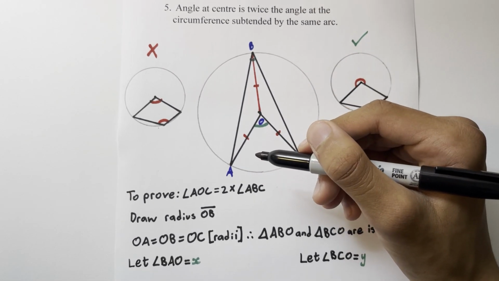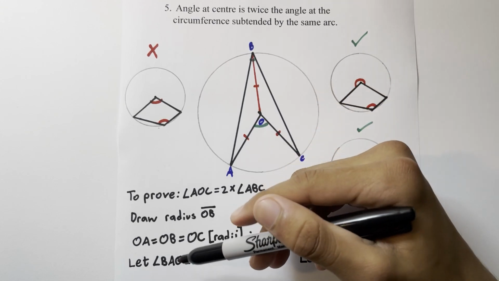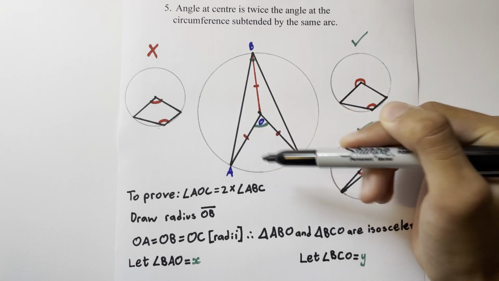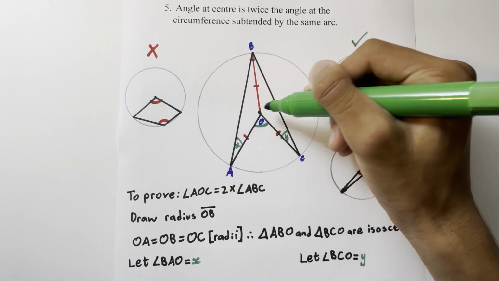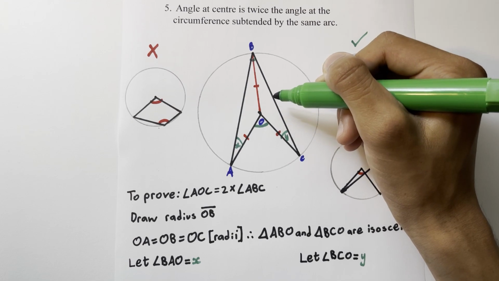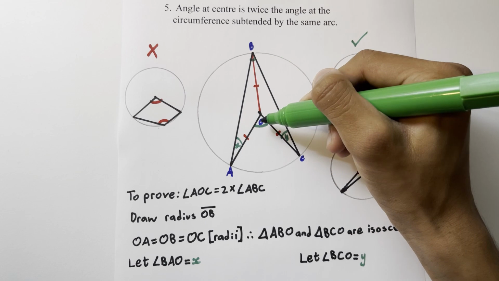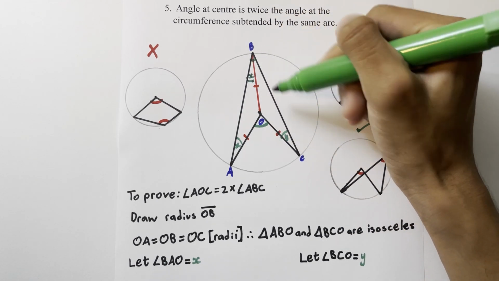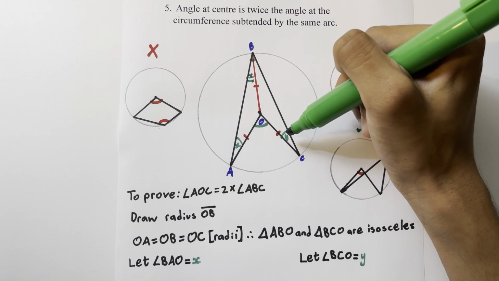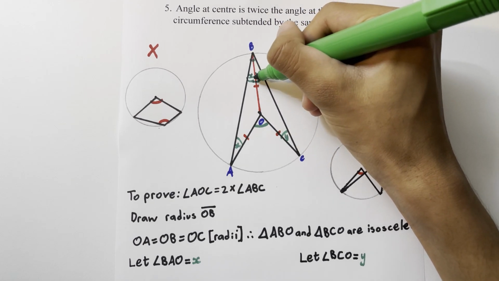Next, we're going to introduce some variables to make solving equations with the angles easier for us. So we're going to let BAO equal x and BCO equal y. Since both of these triangles are isosceles, their base angles are equal. Therefore, angle BAO here is the same as angle ABO, so we can call that x as well. And angle BCO, which we've called y, is the same as angle OBC, which is also y.